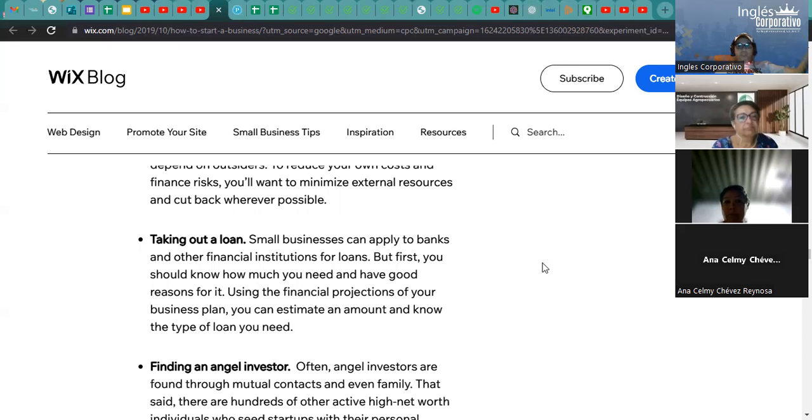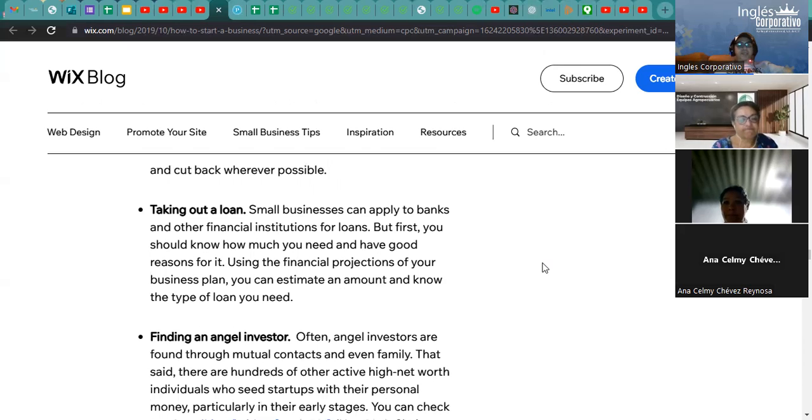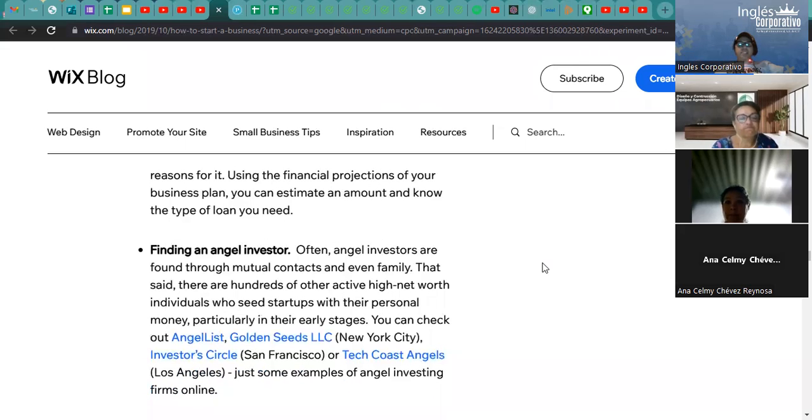Taking out a loan. You go to the bank, you convince people about your project, and they give you the money, but you have to pay back that money. And finding an angel investor, here in El Salvador, we don't have that many. Probably there are some of them, but you have to be friends with them or something like that. In other countries, there are companies that act like that. They tell you, we're going to give you the money for your idea if your idea is good, and you're going to give us back a percentage of the profit. And that's it. You can do it that way.